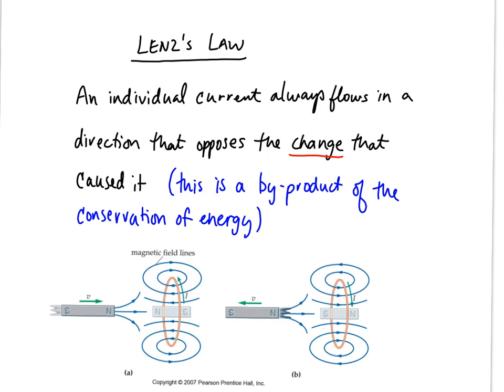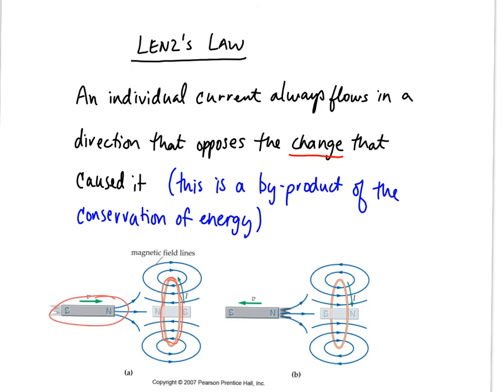So if you think about it, there's a certain amount of flux going through this loop right here before this magnet starts to move. There's a certain number of magnetic field lines going through that area of the loop, and then I decide to move it. If you think about it this way, that loop doesn't want the amount of flux to change through it. It will create a current that opposes that change.